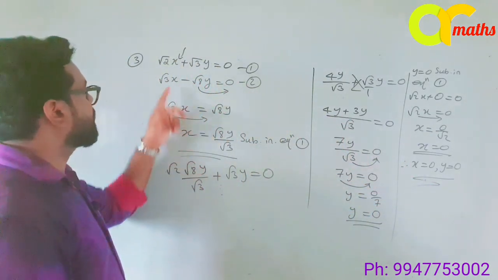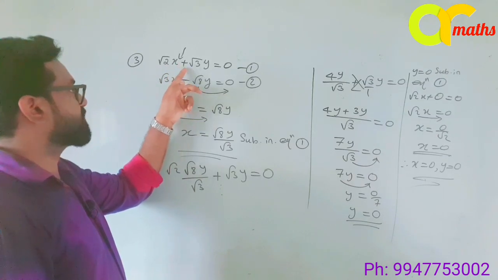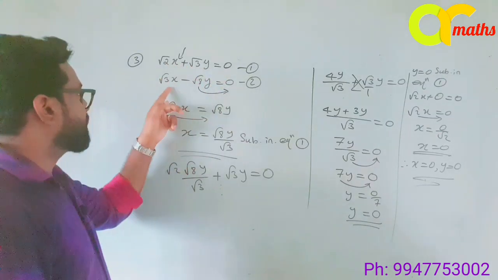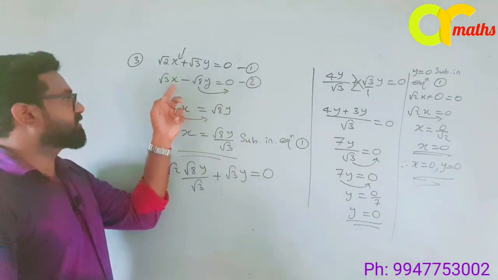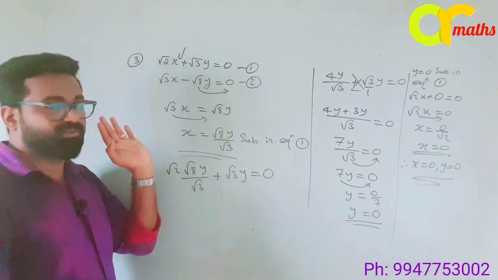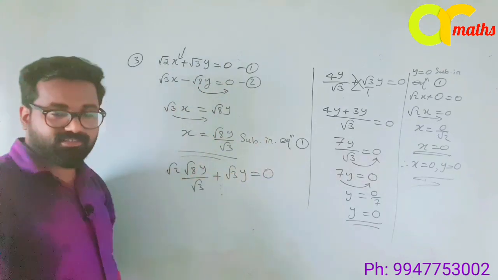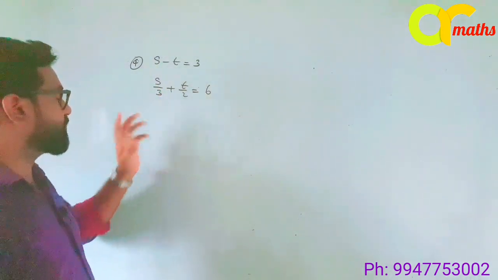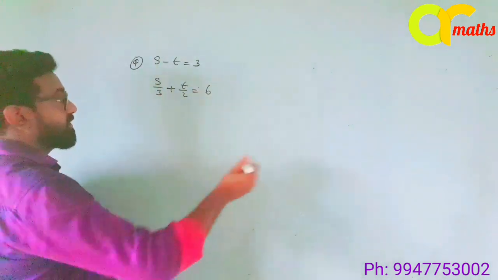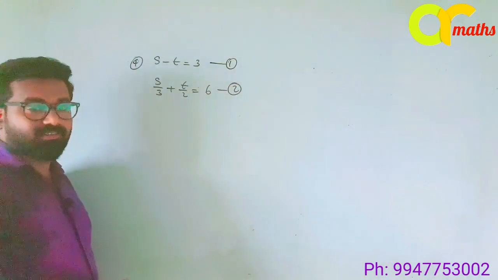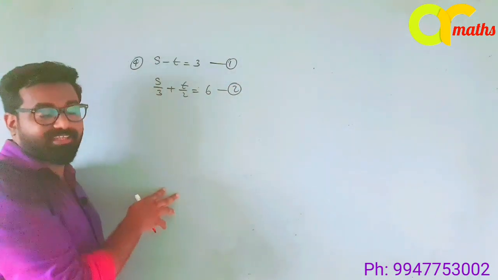So substitute here root 2 into 0, 0 plus root 3 into 0, so 0 plus 0, answer 0. Here, root 3 into 0, 0 minus root 8 into 0, 0, 0 minus 0, 0. So the answer is correct. Clear. So next our question is solve these two linear equations by substitution method. The first equation, here the second equation, here s and t, not x and y.